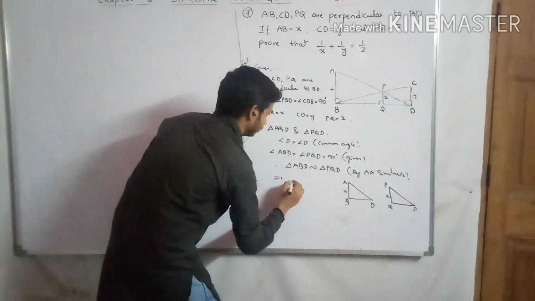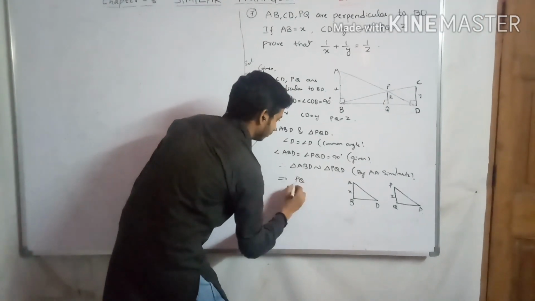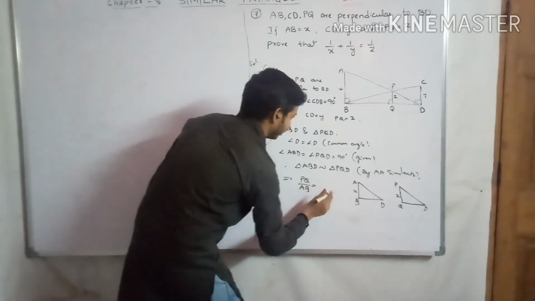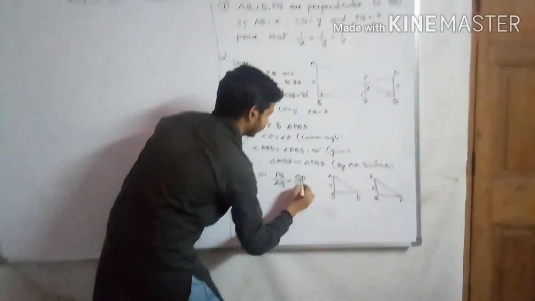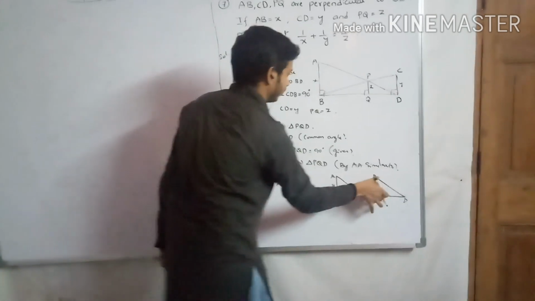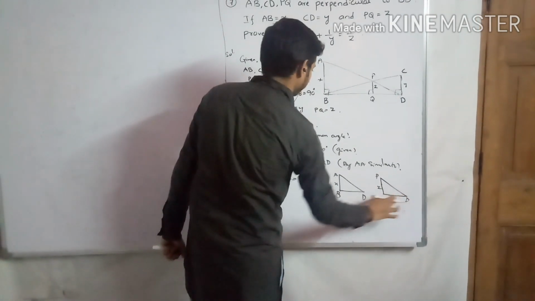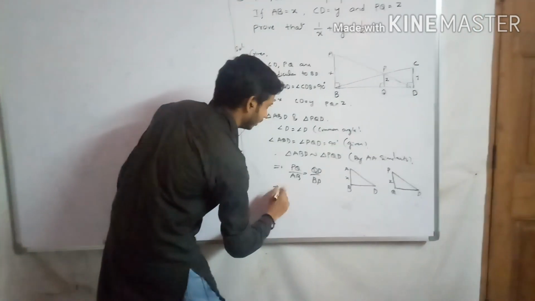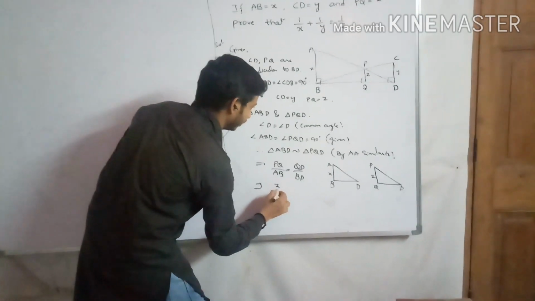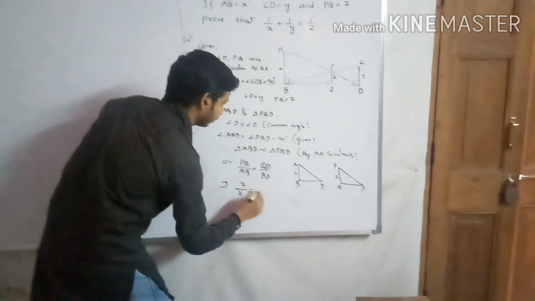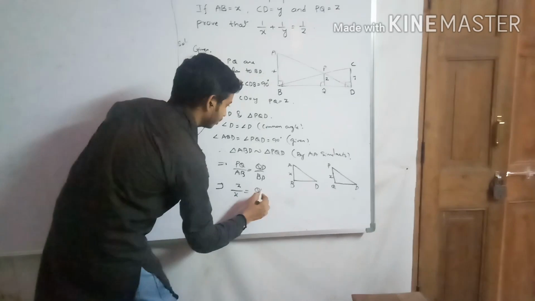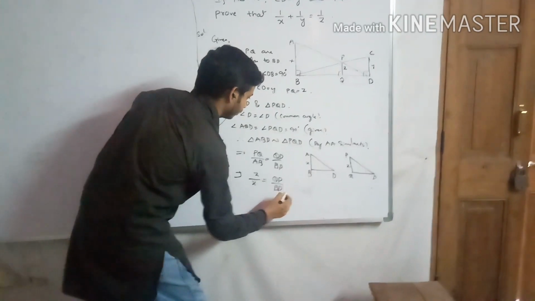So PQ by AB equal to QD by BD. Here we have written PQ by AB equal to QD by BD. So PQ by AB, that means PQ value is Z, so Z by X equal to QD by BD.